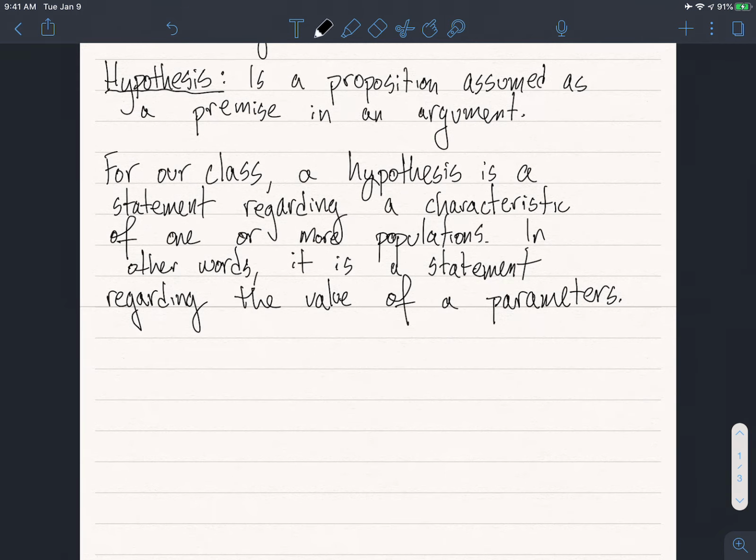So hypothesis in general in life is a proposition assumed as a premise in an argument. Great, but that's pretty generic. In our class, a hypothesis is a statement regarding a characteristic of one or more populations. Specifically, it's a statement regarding the value of a parameter.